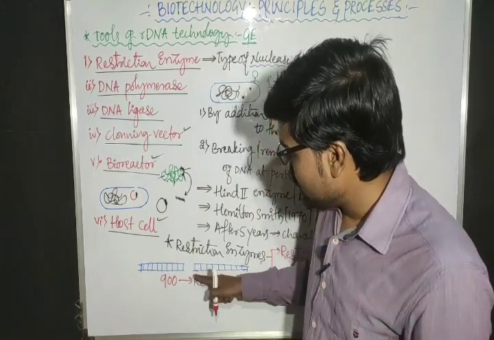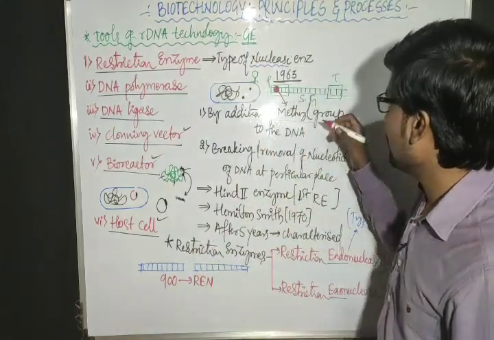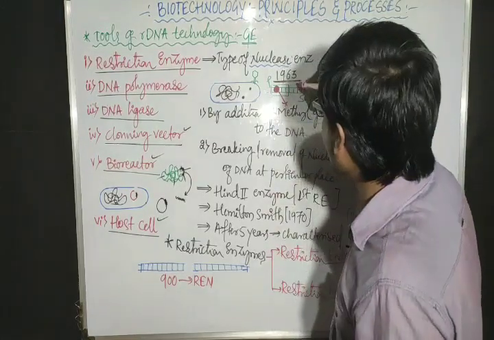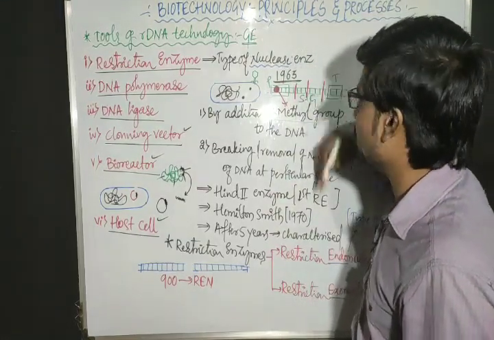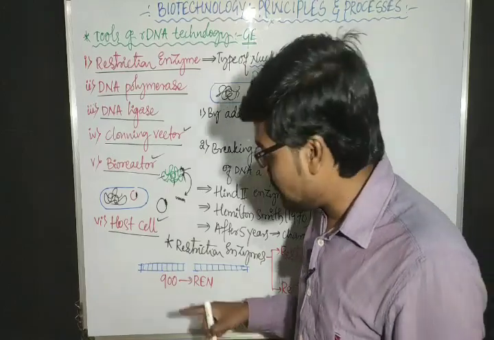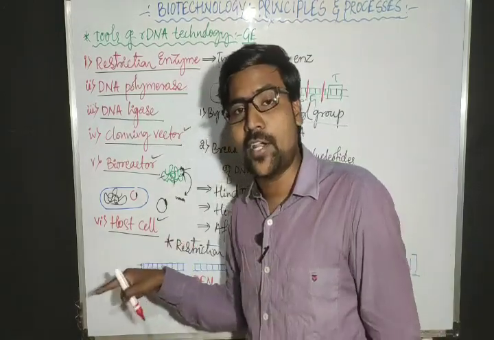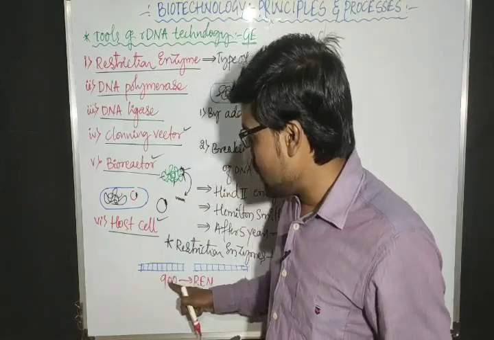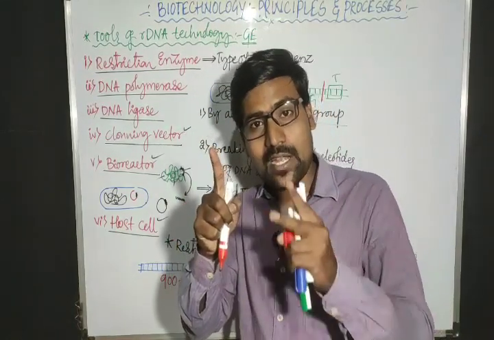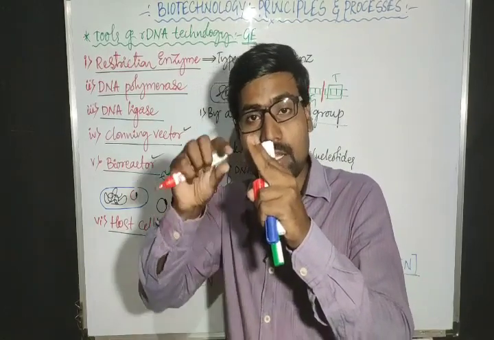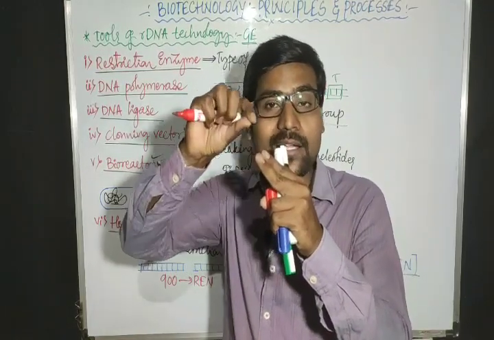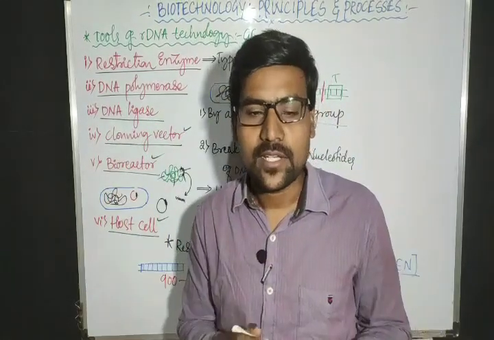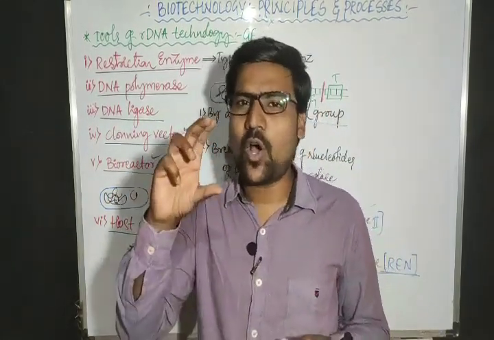Say for example, if one enzyme is going to cut the DNA here, another enzyme is going to cut the DNA here, another enzyme is going to cut the DNA here. That means all the 900 restriction endonuclease enzymes are specific, and one enzyme is going to cut the DNA at a particular location, meaning that location sequence is recognized by that enzyme only, not by other enzymes. Say for example, it is just like a lock and key.